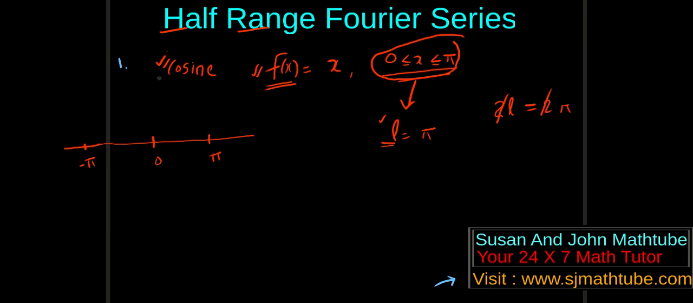Okay, now let's look at this. We want the cosine series. So what do you want? We want the cosine series. And the cosine series means Bn will be equal to 0. That means we extend the function in such a way that our function will be even. Okay, you don't have to remember these things.